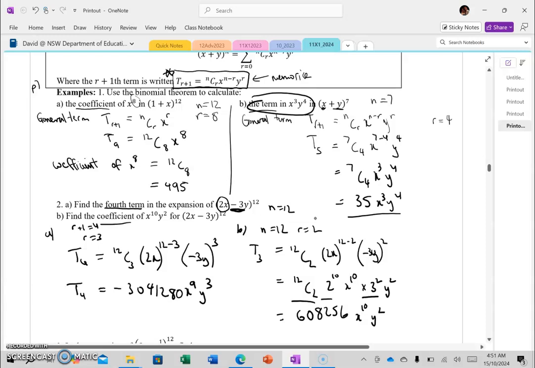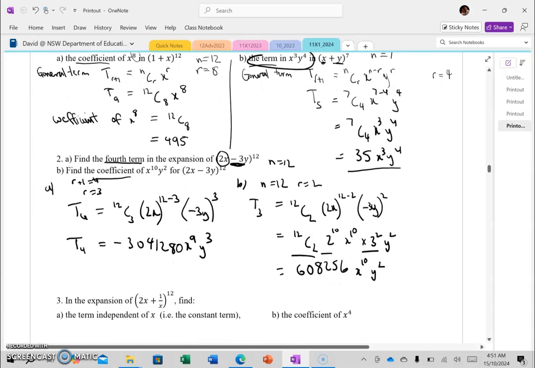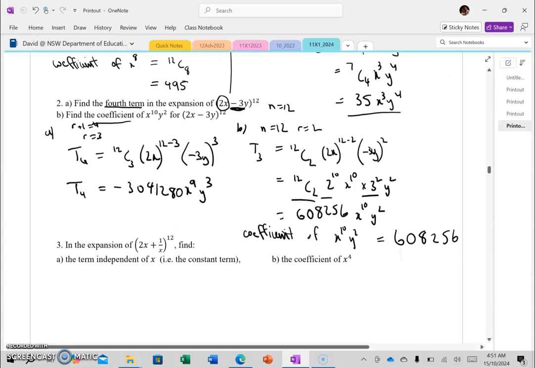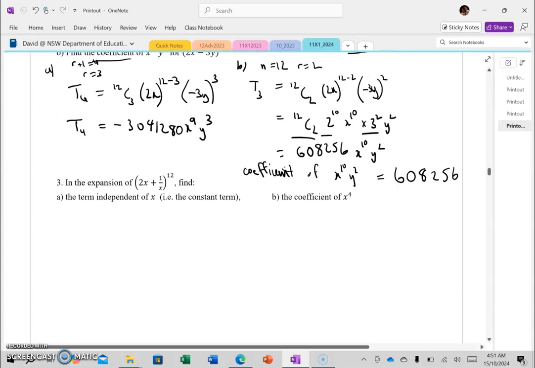Now we're after the term or the coefficient. We're after the coefficient. So the coefficient of x to the 10 y squared is equal to 608256. Okay, next one.